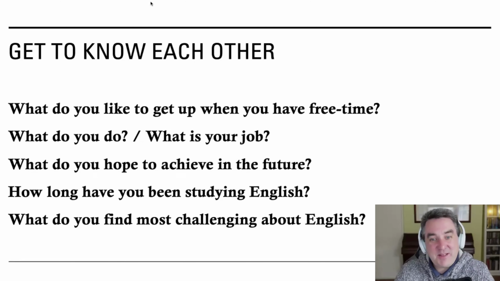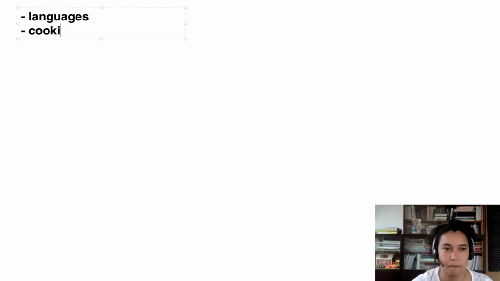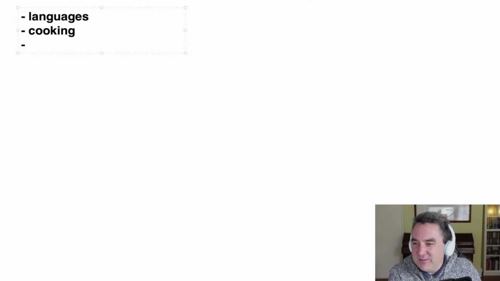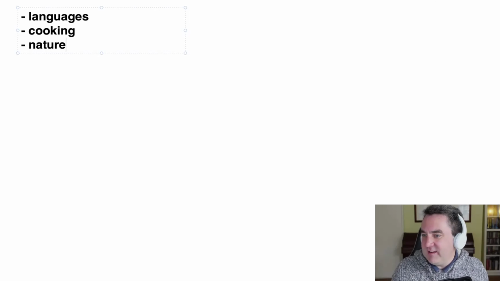Okay, that's really interesting. Let me just share a whiteboard. So, can you see this? Okay. Yeah. So you said you're interested in languages, cooking. What else are you interested in? Nature, like contact the nature. Nature. What do you mean by interested in nature?